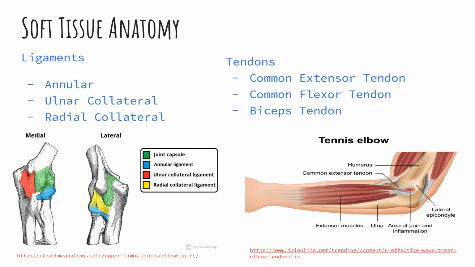The soft tissue anatomy of the elbow includes several ligaments and tendons. This includes the annular ligament, ulnar collateral ligament, and radial collateral ligament. The tendons include the common extensor tendon, common flexor tendon, and biceps tendon.